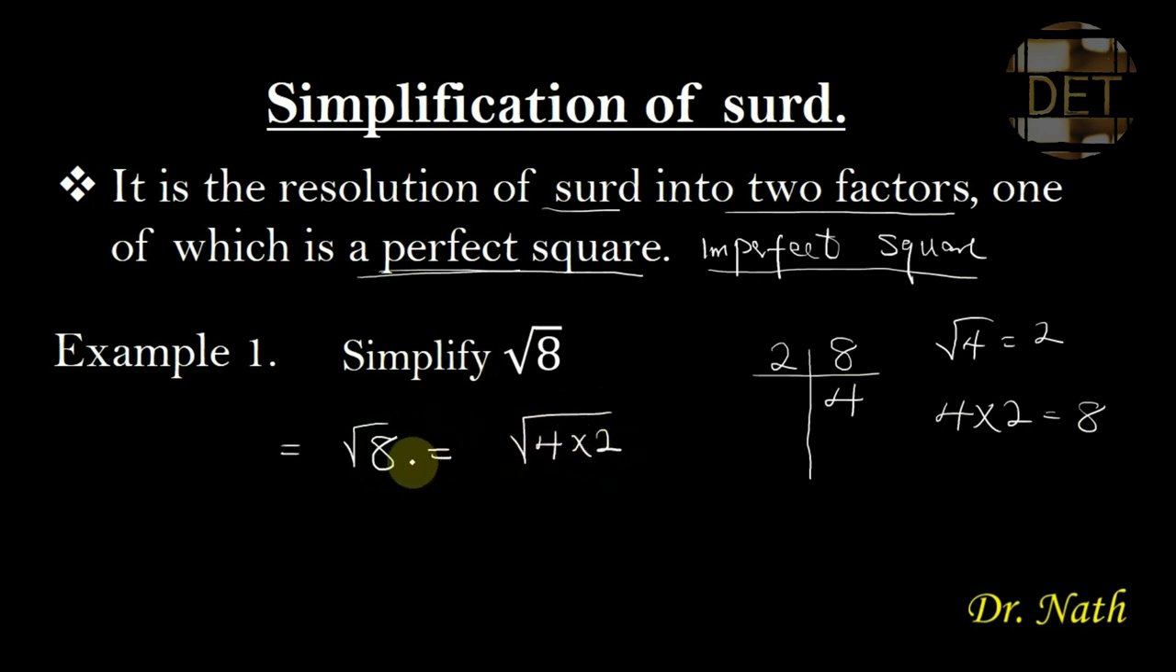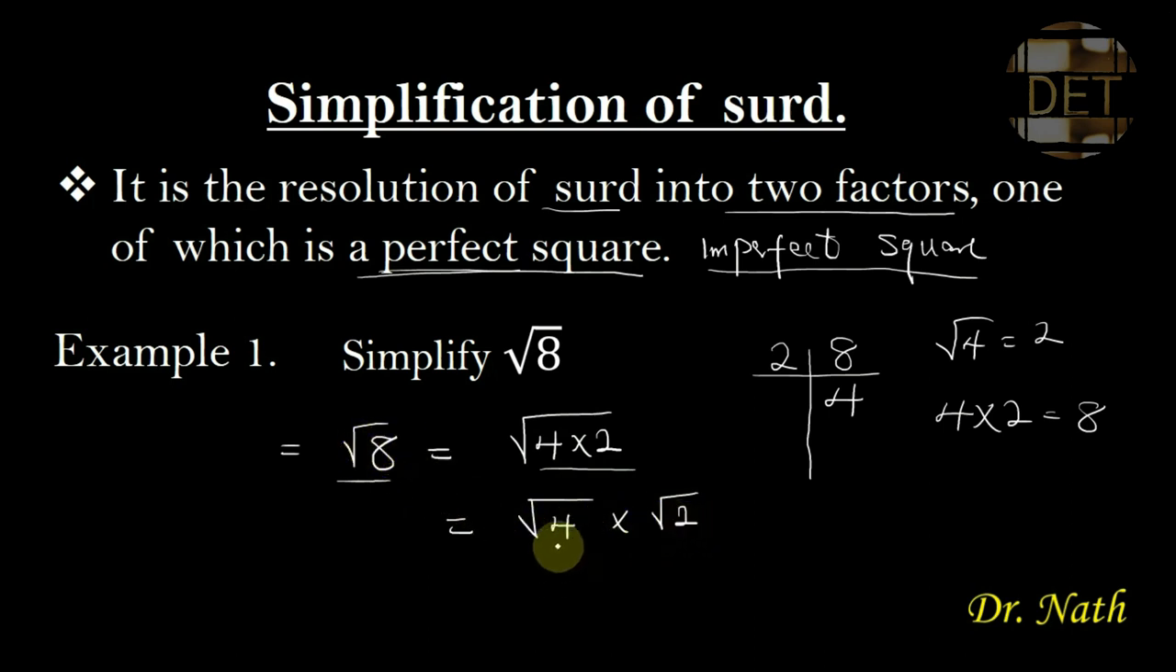4 times 2 will give me 8. So this and this are the same. So having done this, the next thing is to split this expression into 2. So this will now be equal to the square root of 4 times the square root of 2. Square root of 4 times square root of 2 will give me square root of 8.